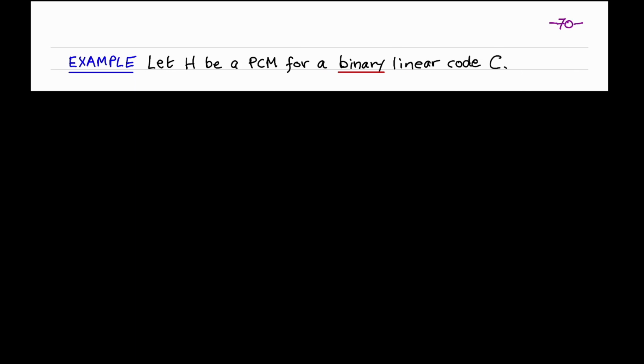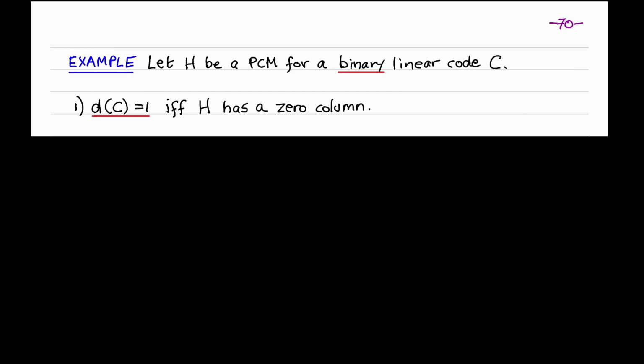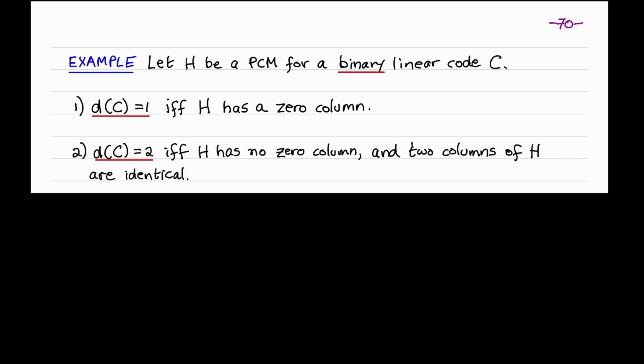Let's now consider binary linear codes. So let H be a PCM for a binary linear code C. In this case, the scalars are the elements of the binary field, so 0 and 1. A scalar multiple of a vector is either the 0 vector or the vector itself. There are no other scalar multiples of that vector. So we see from the theorem that C has distance 1 if and only if H has a single linearly dependent column, in other words, a 0 column.